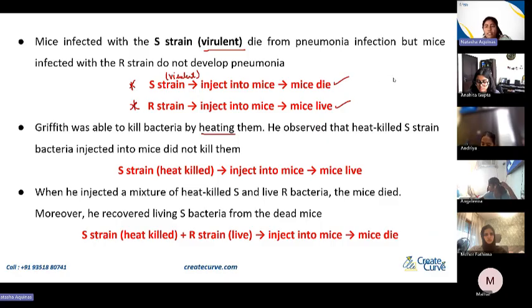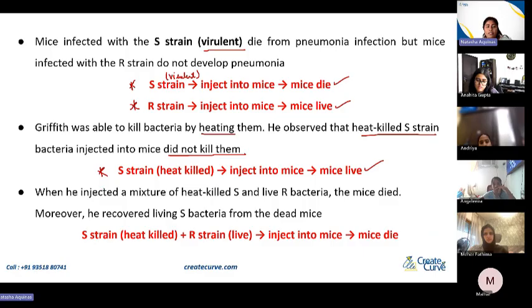He observed that heat killed S strain bacteria injected into mice did not kill them. So what did he do now? He heated the S strain. When you heat it, it's called heat killed S strain. Then he injected this heat killed S strain into the mice to see whether the mice still die or live. But in this case, they live. So if the bacteria is heat killed, they would live. Is this understood up to this point?